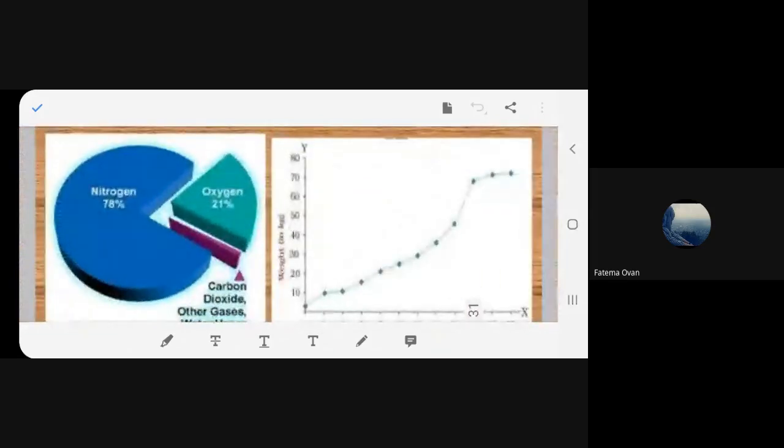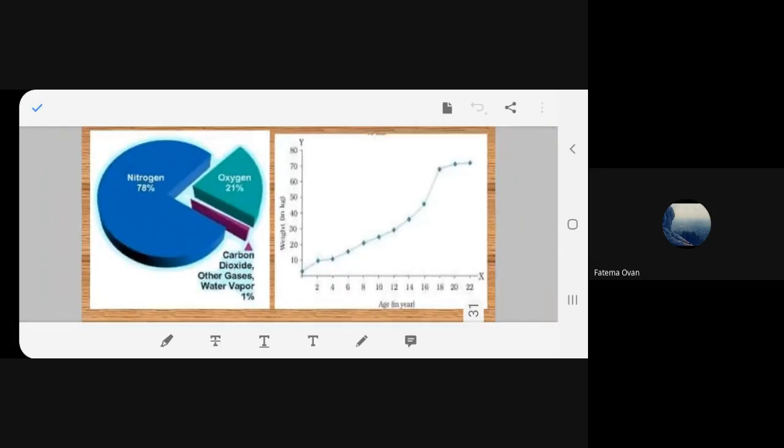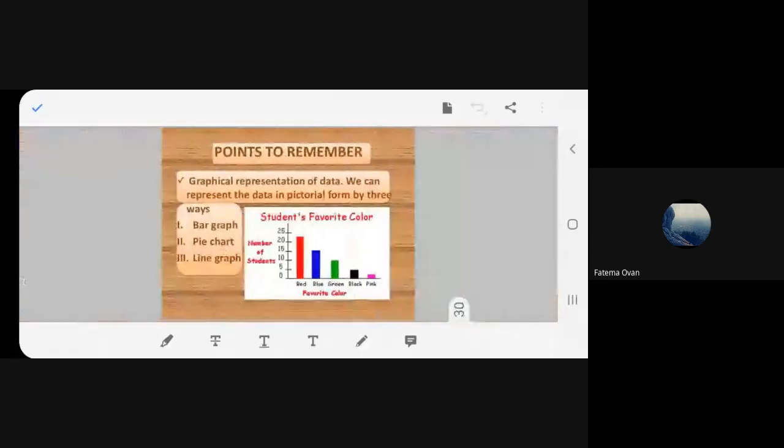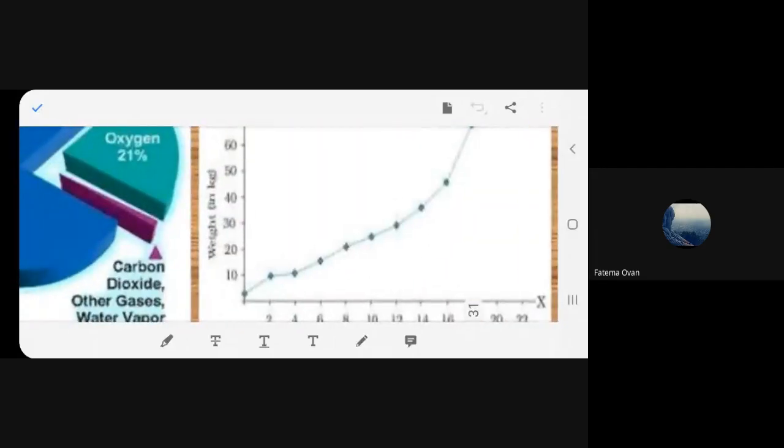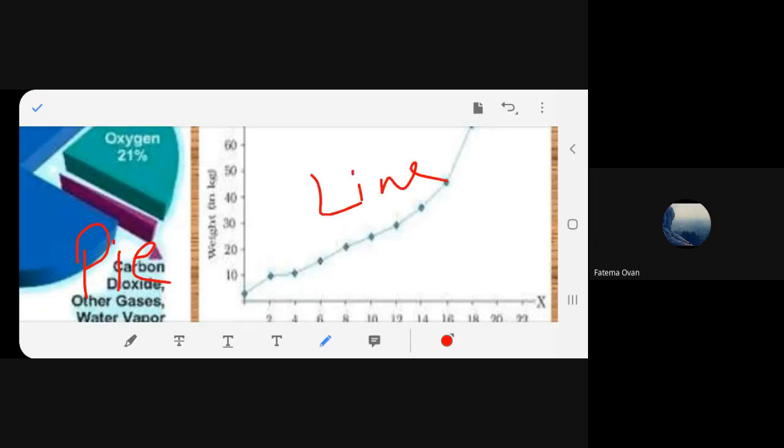This is a pie chart, which is circular. This is called a pie chart. And the other one is a line graph. Can you see this? This is a line chart. Everything is in lines. You should know what the types of graphs are.